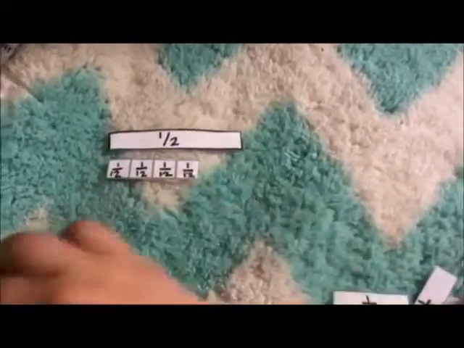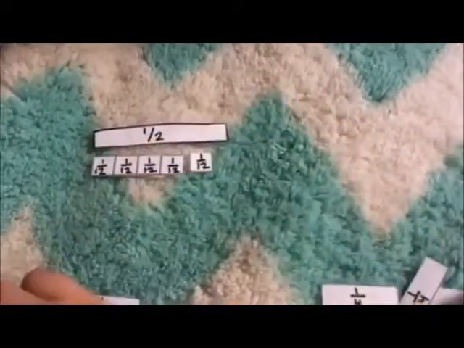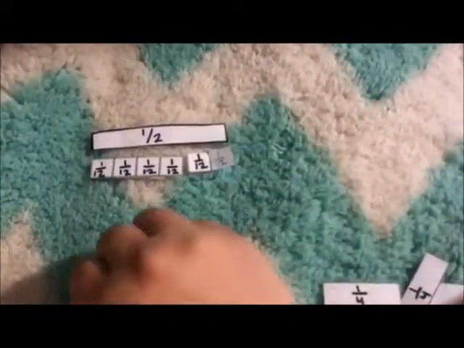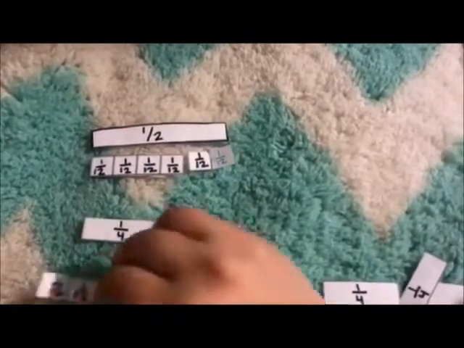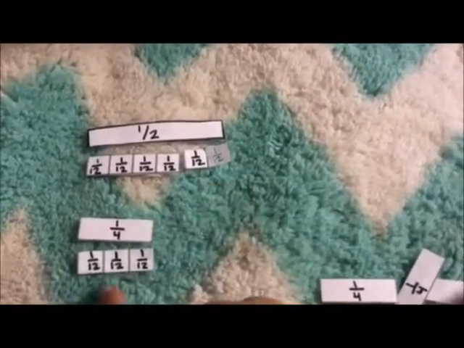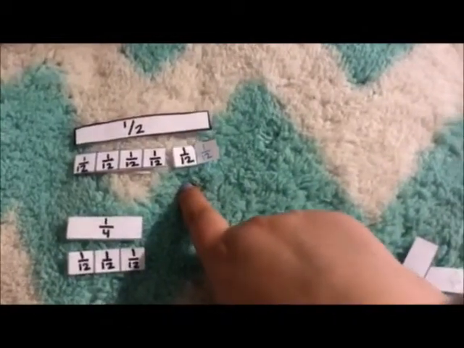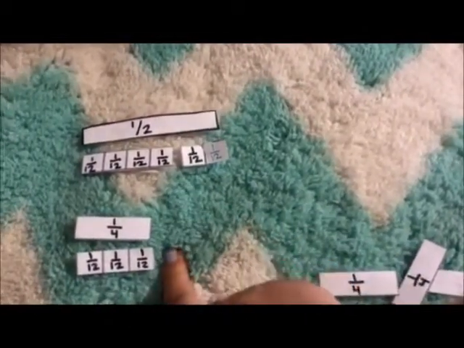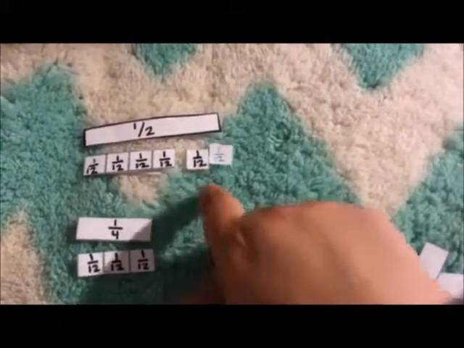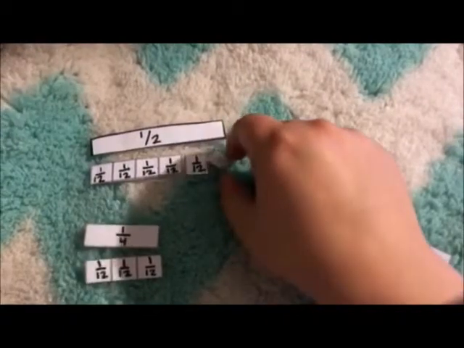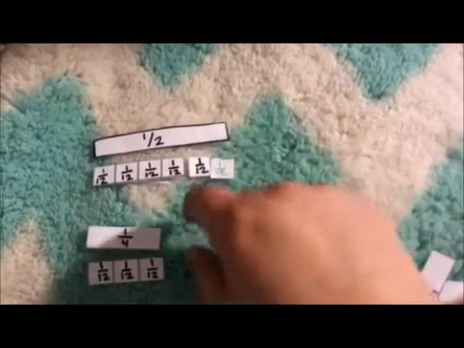So we know that 6/12 is equivalent to a half. So now we need the fourths, and we know a fourth is equivalent to 3/12. So as you can see, 6/12 is more than 3/12 because 6 is greater than 3, which means that 1/2 is greater than 1/4.